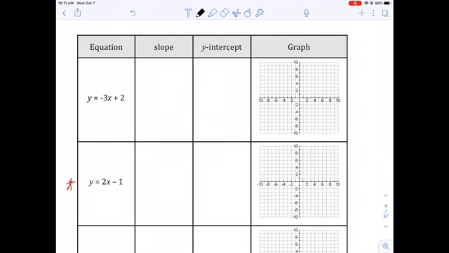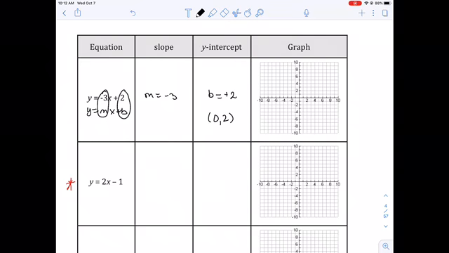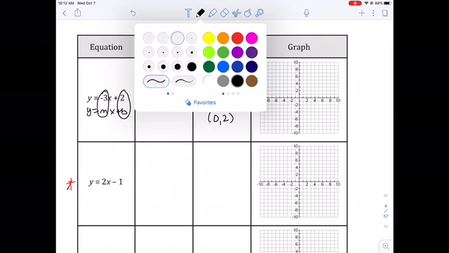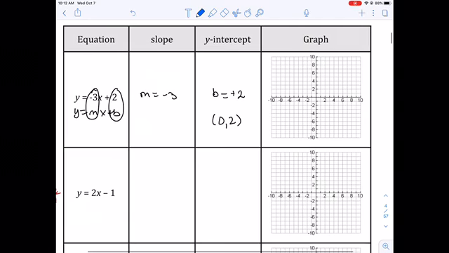We've got y equals mx plus b. So our slope is -3, and our b, which is our y-intercept, is +2, okay? So let's start with that y-intercept, because we need to start with a point. That's 0, 2. So let's find that on our graph. 0, 2, right here.